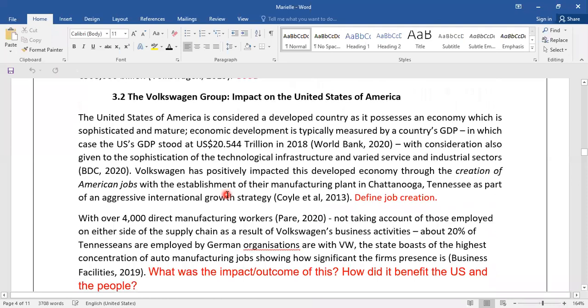Okay, so this is the impact on two countries. She will begin with a discussion on the US, which is a developed country. The United States of America is considered a developed country as it possesses an economy which is sophisticated and mature. Economic development is measured by GDP. The US GDP stood at 20 trillion in 2018, with consideration given to sophistication of technological infrastructure and a varied service and industrial sector. Now you see all of this is a brief overview of the US, but Mariel never really said why the US was chosen in relation. This is the important part, in relation to Volkswagen.